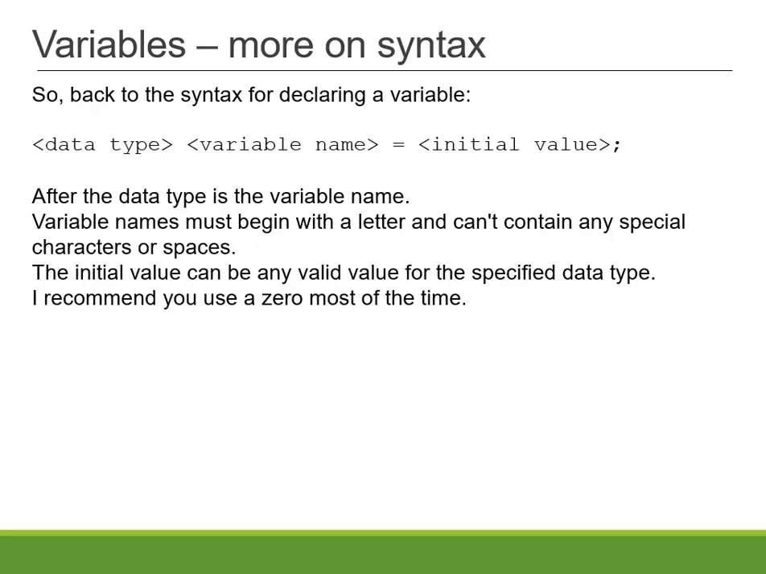For variable declaration, you have the data type, variable name, and initial value as shown here. You should initialize numbers to zeros most of the time. Variables must begin with a letter and cannot contain special characters.